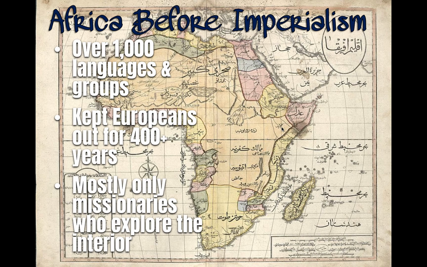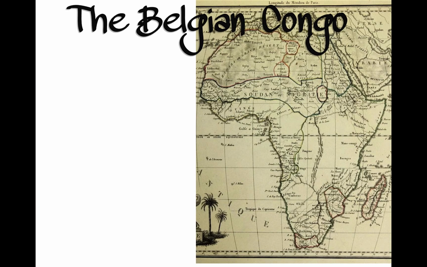As a matter of fact, the only people who went inside of Africa and left the coast were missionaries who would explore the interior. Missionaries are people usually from the Catholic Church, although other churches were also represented, other forms of Christianity. And they would come in and they would try and convert the native Africans to Christianity. And they believed that they were actually doing them a favor. So this leads us to talking about the Belgian Congo because it is actually on the interior.